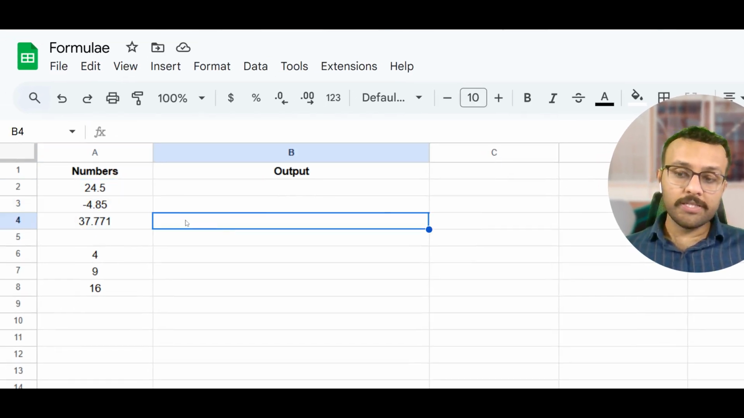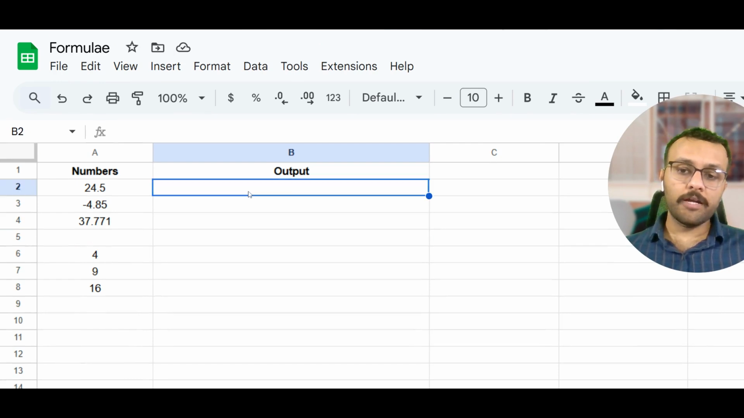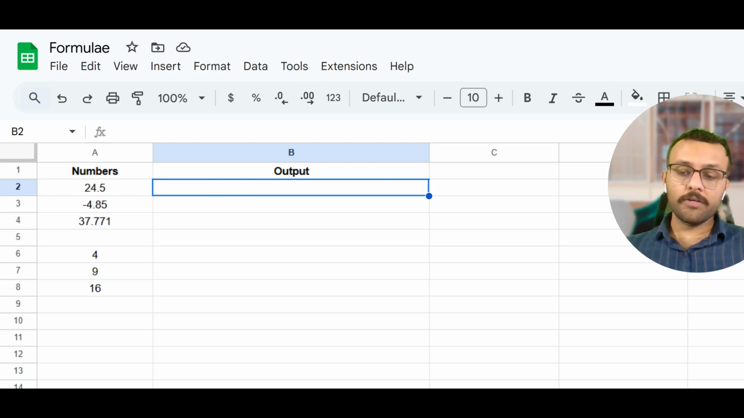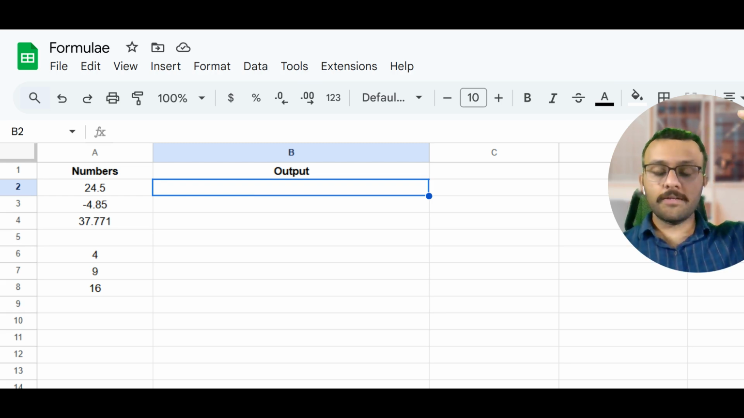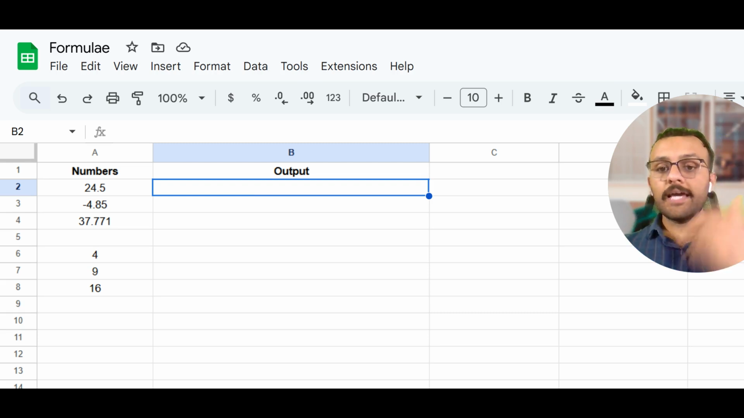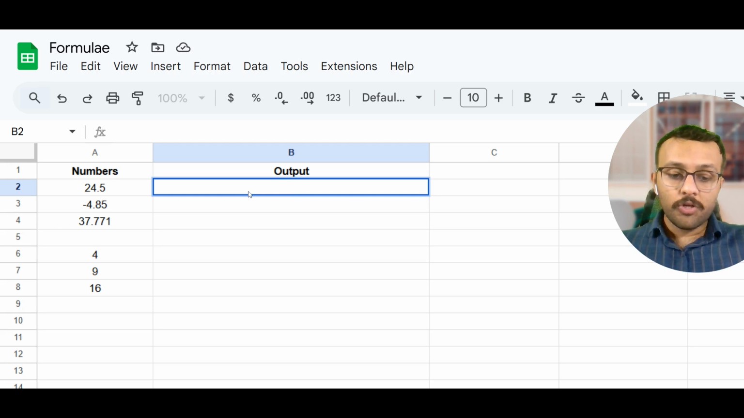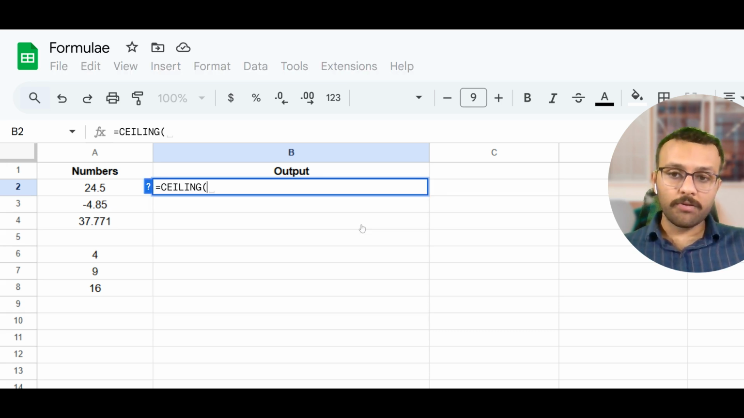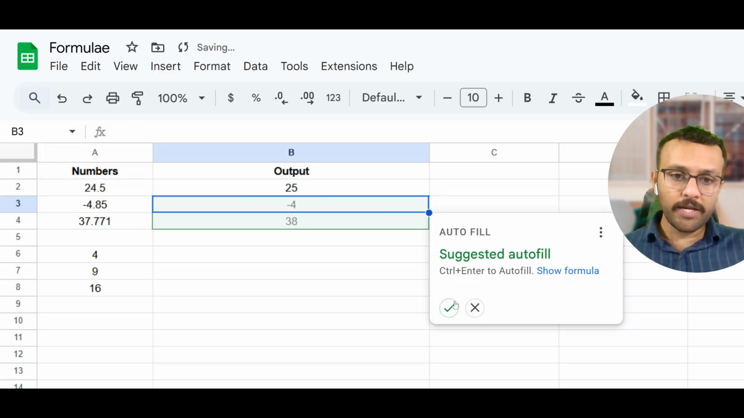Now, as you can see, all these are decimals, some positive, some negative, and we want to convert them to integers. Okay, so if you want to convert it into an integer, we have two options: either taking the next higher integer or the next lower integer. That's what ceiling and floor is all about. So if you want to look at the next higher one, as you can read, it rounds a number up to the nearest multiple of a factor. If I select over here, this gives me 25.